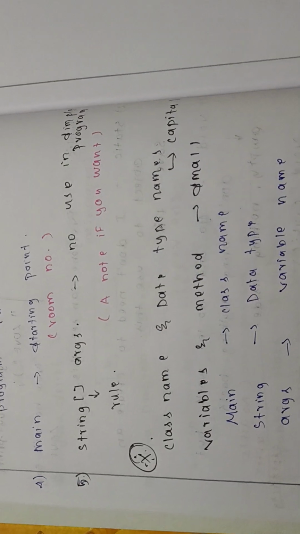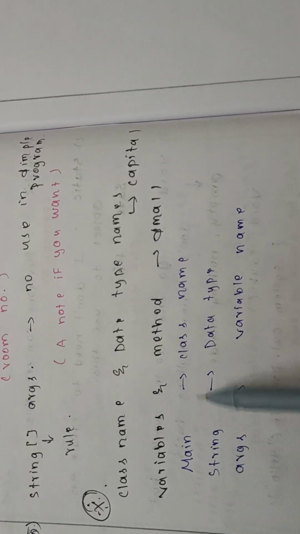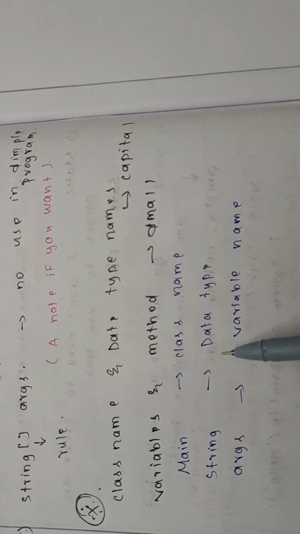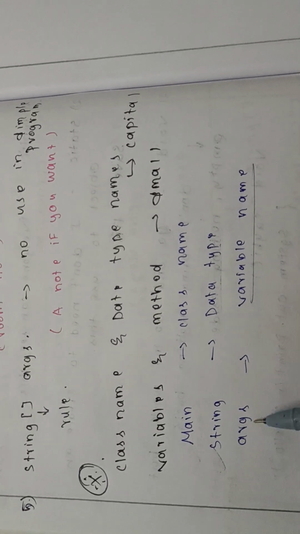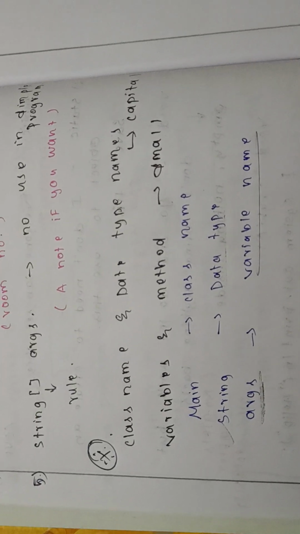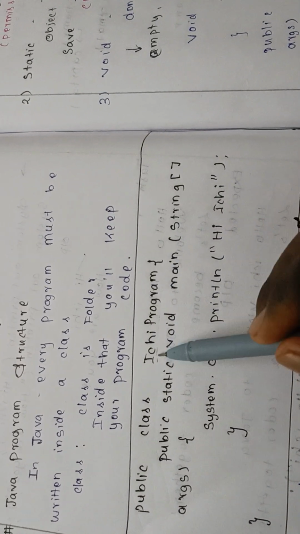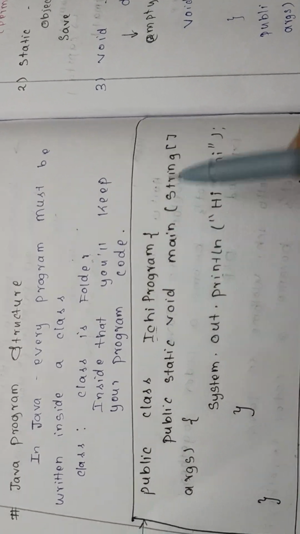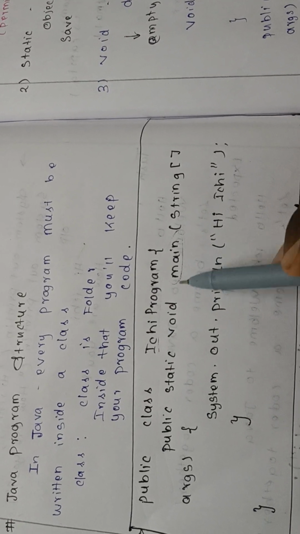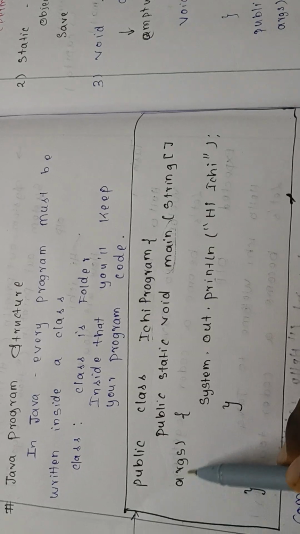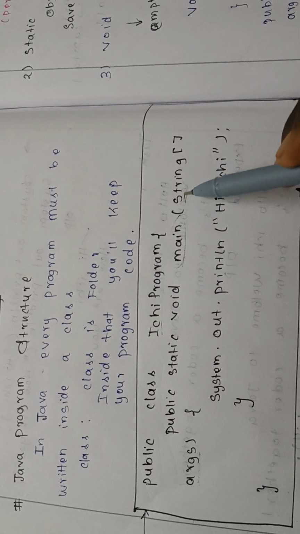For example, see here, Main is a class, so you have to write it in a capital letter. Data type should also be in a capital letter. Variable names should be in a small letter. For example, we can see this. This is our class, so it should be in a capital letter. And this is our variable, so it should be in a small letter, and this also in a small letter. And this is our data type, so it should be in a capital letter.